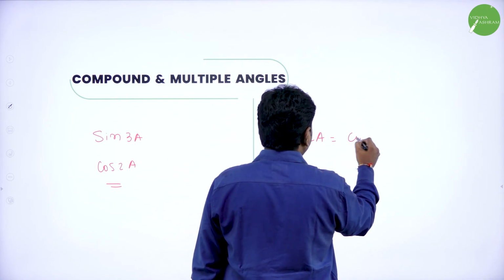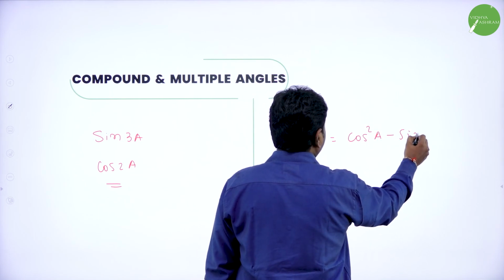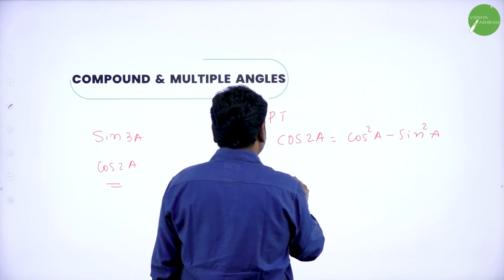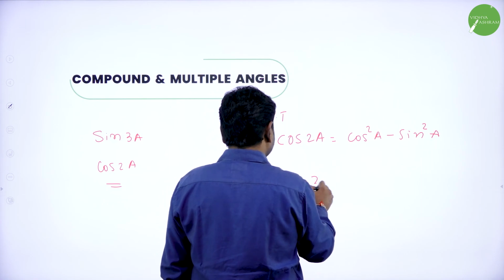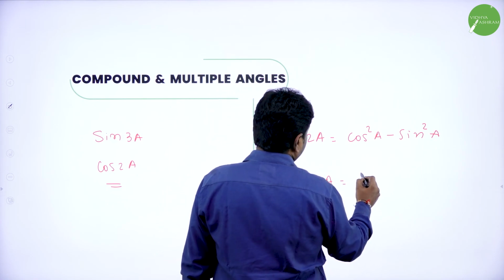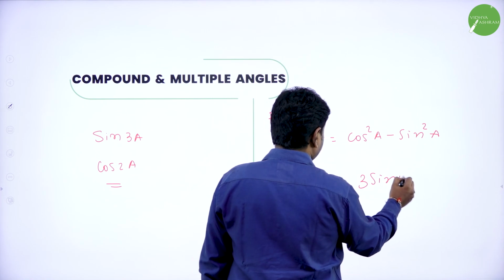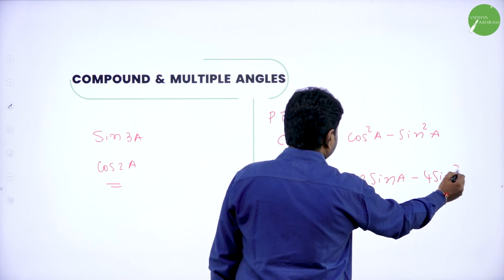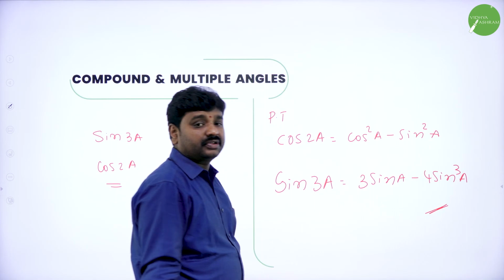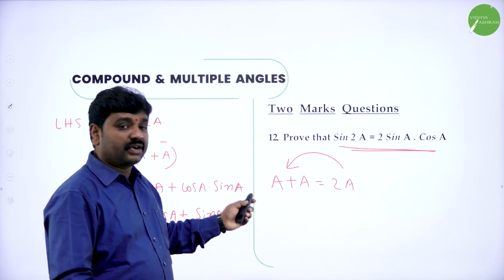For my next session, we'll be doing this. Cos 2a is equal to, prove it as cos square a minus sin square a. There's one task for you. And prove that sin 3a is equal to 3 sin a minus 4 sin cube a. Dear students, please sit and complete these problems. So try these two on the same lines what I have done now.